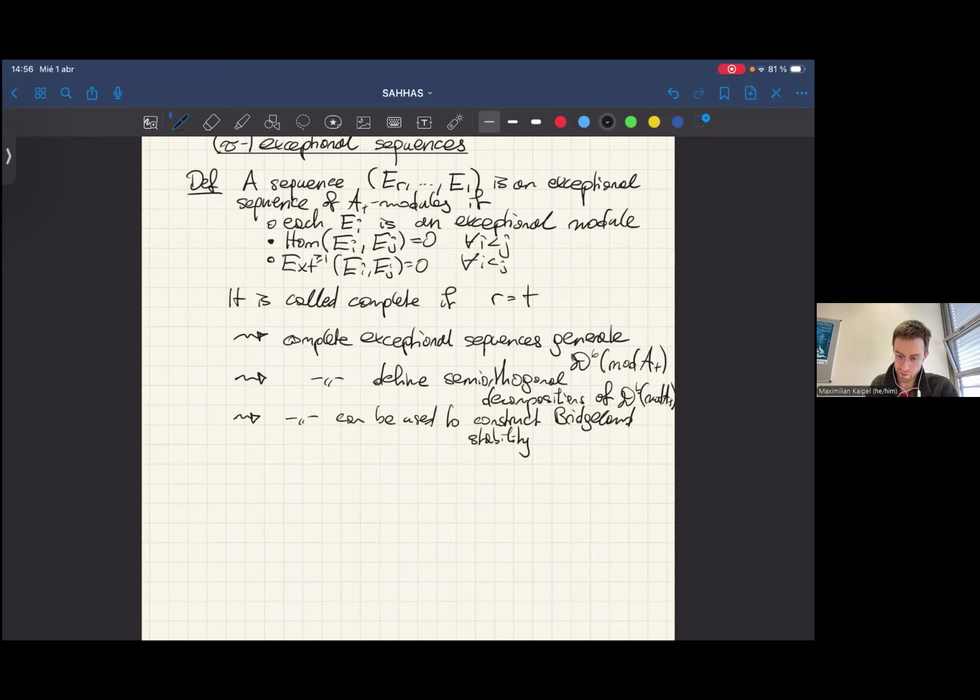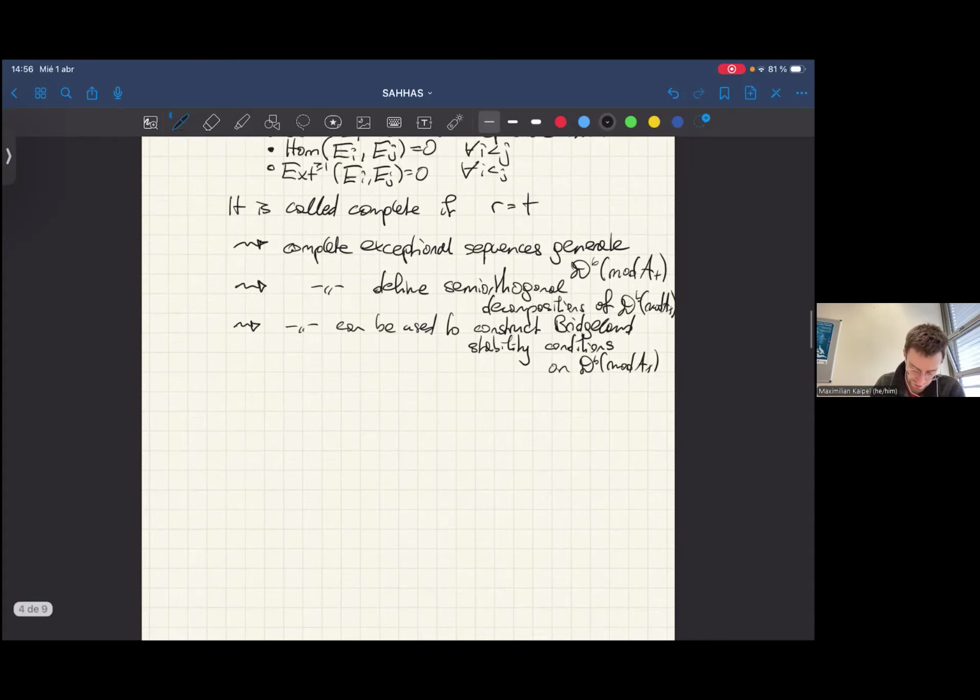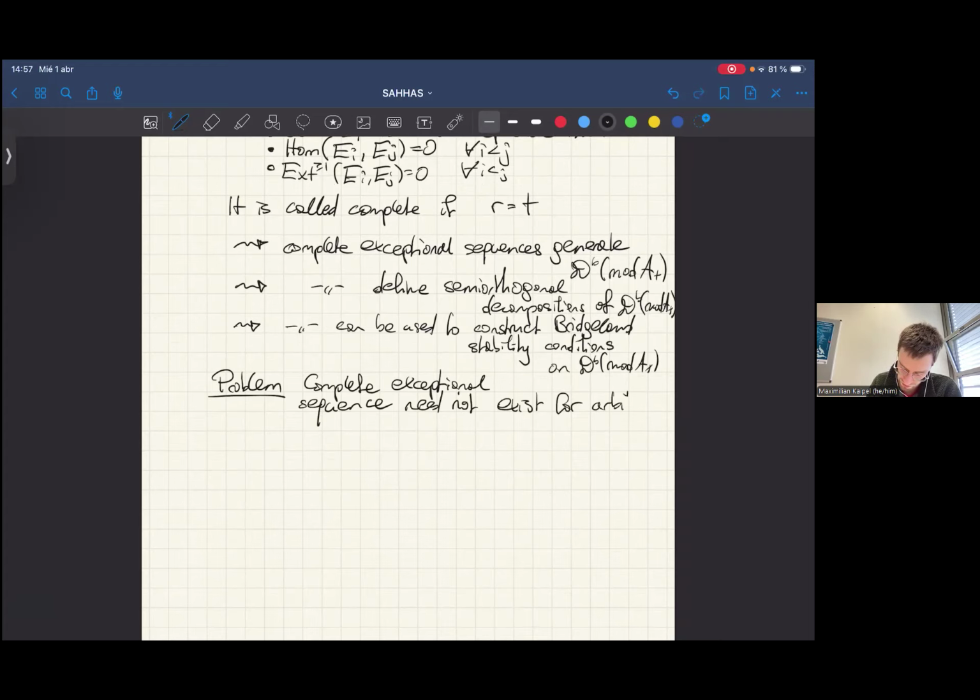But, and this is the big problem, they might not exist. So stability conditions on this derived category. But now the motivating problem is that they might not exist. Complete exceptional sequences, and even exceptional objects, to be fair, need not exist in general, need not exist for arbitrary finite dimensional algebras.